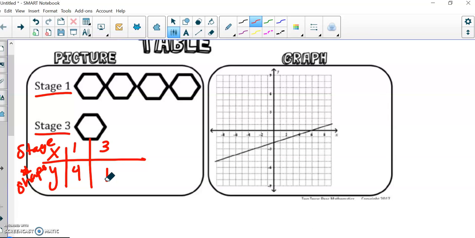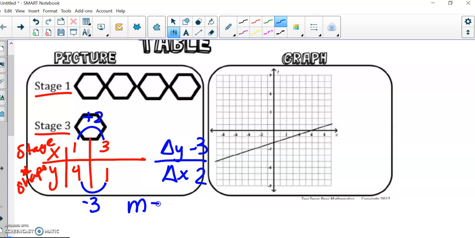Now that I have these numbers, I can find my rate of change by finding the change in Y over the change in X. How did I get from 4 to 1? By subtracting 3. How did I get from 1 to 3? By adding 2. So my change in Y is negative 3, and my change in X is 2. Therefore, my rate of change is negative 3 over 2. And we leave it as a fraction.